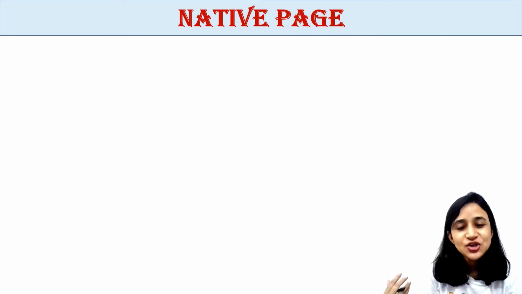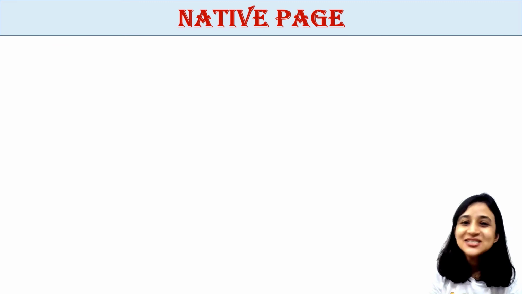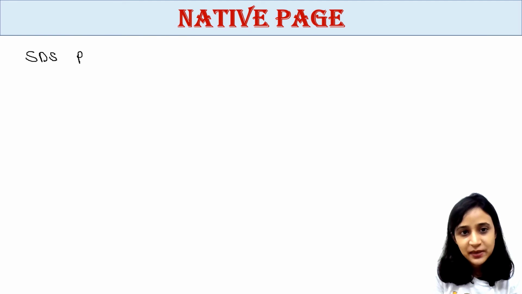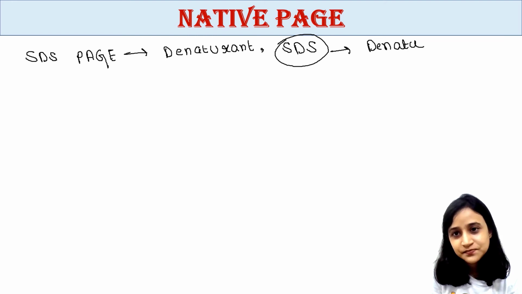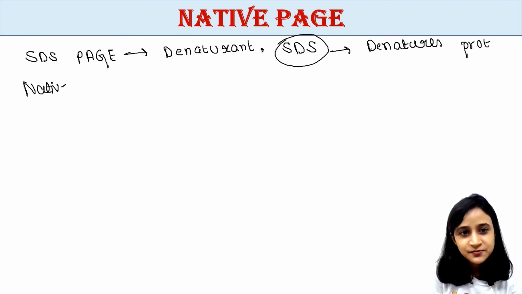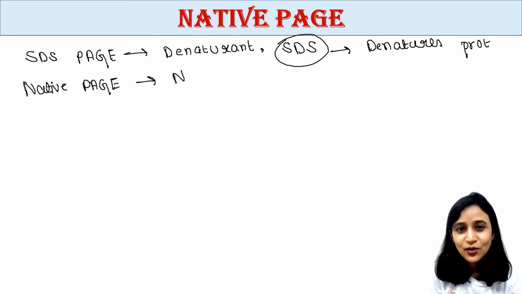Now, what is the advantage of using native gel over SDS? We use both native and SDS gel electrophoresis for protein separation. So why and when will we use native PAGE? In SDS PAGE, we use a denaturant, that is sodium dodecyl sulfate or SDS. This SDS denatures our protein samples. But in native PAGE, we are not using any kind of denaturant.